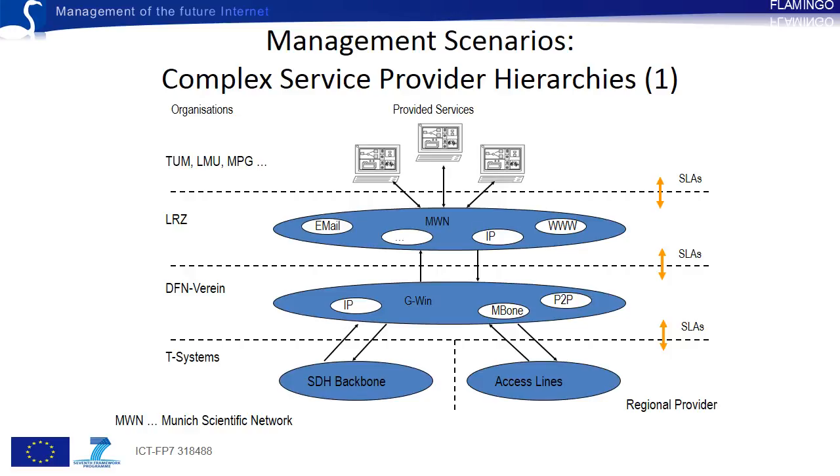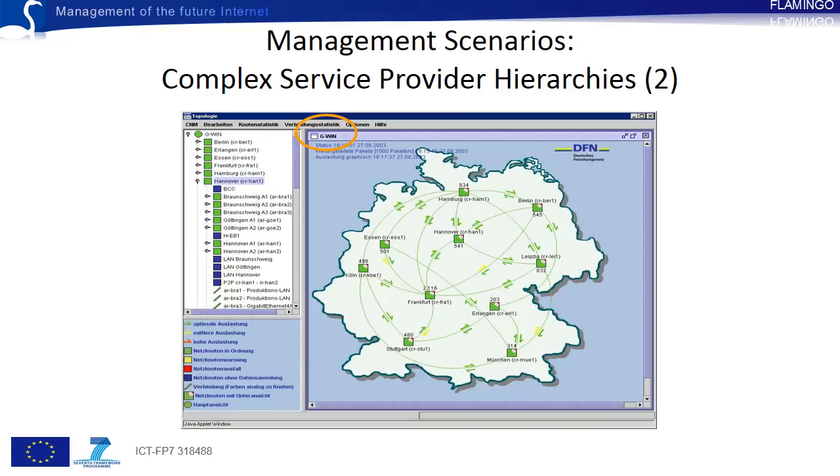The Munich Scientific Network is a part of the network from the Leibniz Rechenzentrum. This is connected to the German research network provided by the DFN and again guarded by special SLAs, which guarantee the provision of proposed services. The same again exists between the German research network and the backbone from the T-Systems, which is a national internet provider. This slide describes the German scientific network.